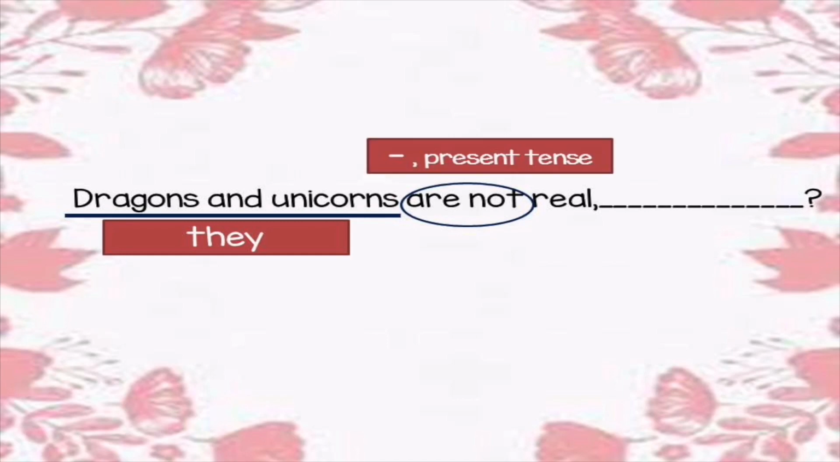Now the second thing, let's look at the verb. What is the verb in this sentence? Are not real, or are not, right? So, are not is positive or negative? Present tense or past tense? Good, it's negative and it's in present tense. If it's negative, the question tag is always positive. So the answer is, are they? So it should be, dragons and unicorns are not real, are they? Okay, now let's move on.